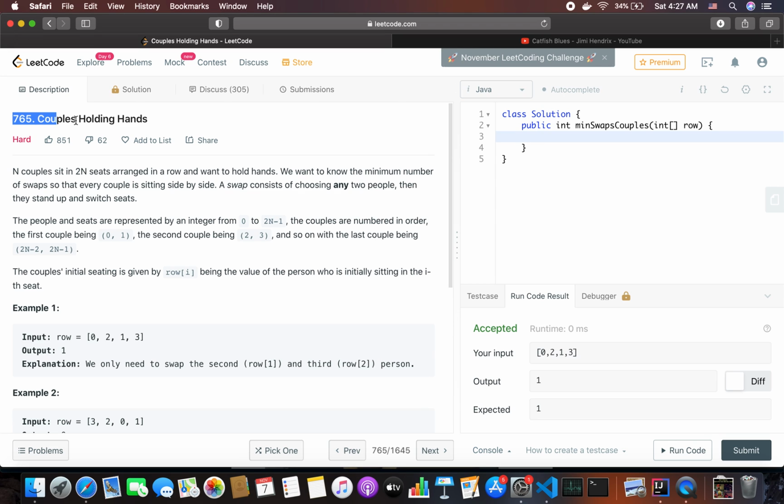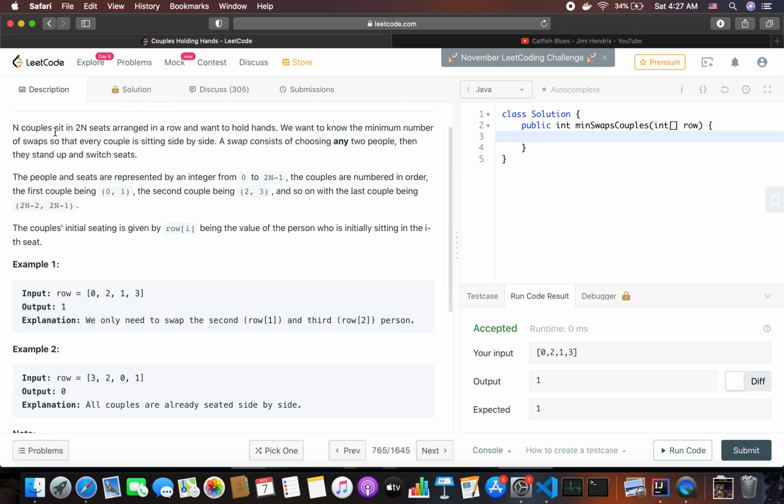The problem I'm going to be solving is called couples holding hands. So n couples sit in two n seats, arranged in a row, and want to hold hands. We want to know the minimum number of swaps so that every couple is sitting side by side. A swap consists of choosing any two people, and then they stand up and switch their seats.